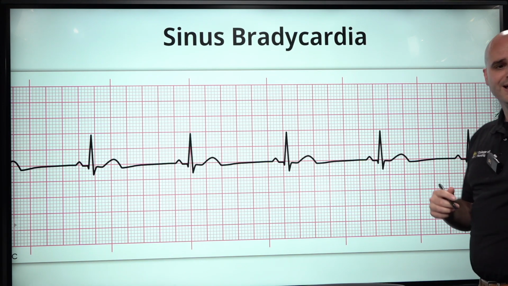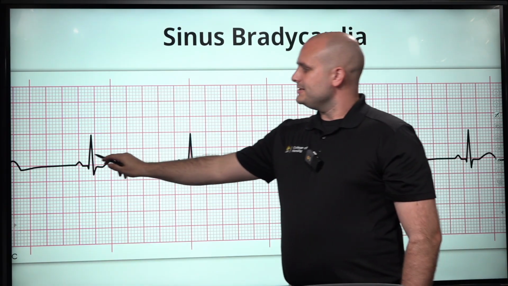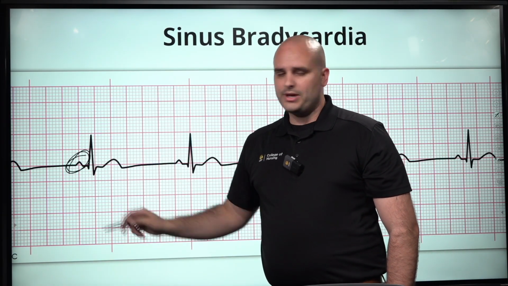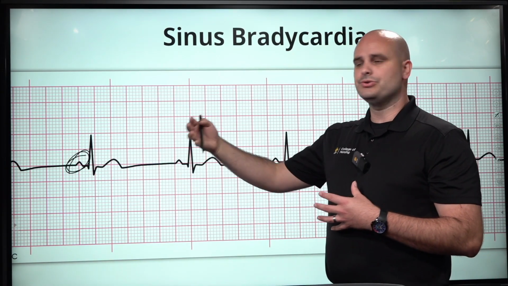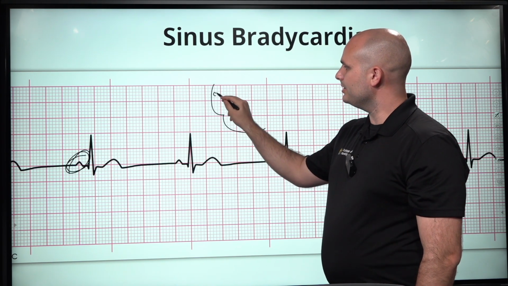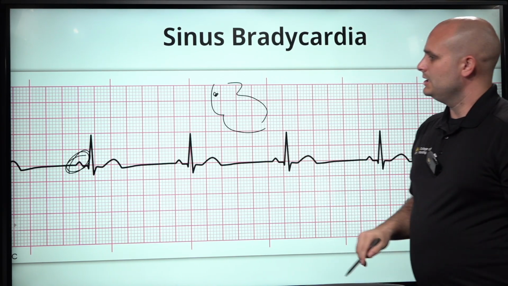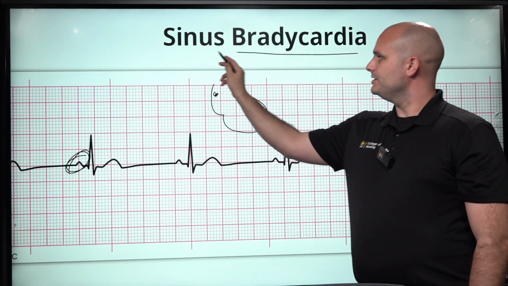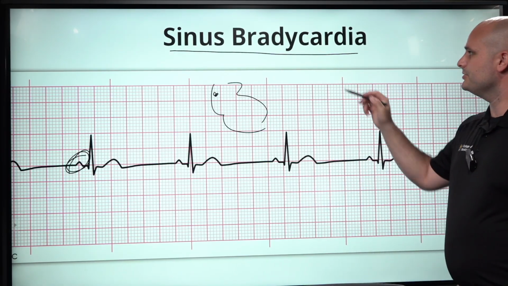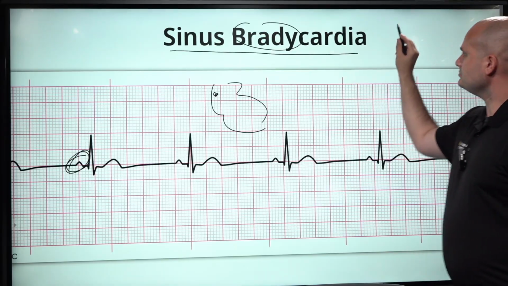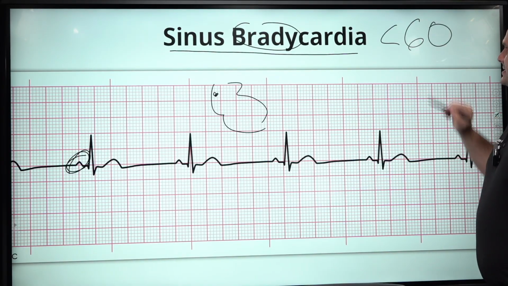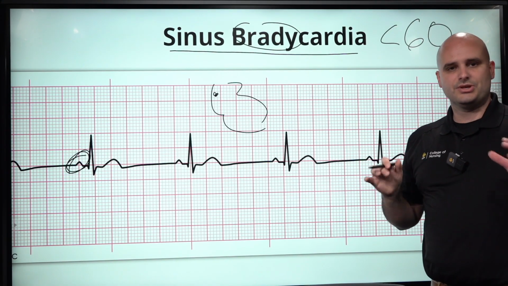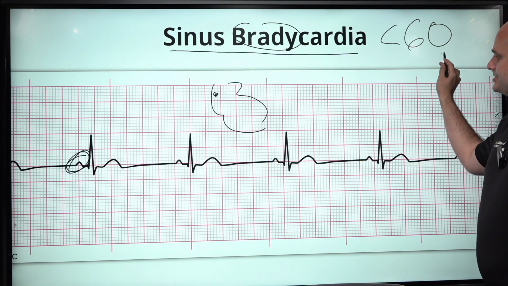So our first rhythm here, sinus bradycardia. Why is it sinus? Well, we have a P wave, right? So it's coming from the sinoatrial node. It's coming from the top of the heart, way up here. The only difference between sinus bradycardia and sinus rhythm is less than 60. That is it. As long as you know sinus rhythm, you know sinus bradycardia, because it's just less than 60.